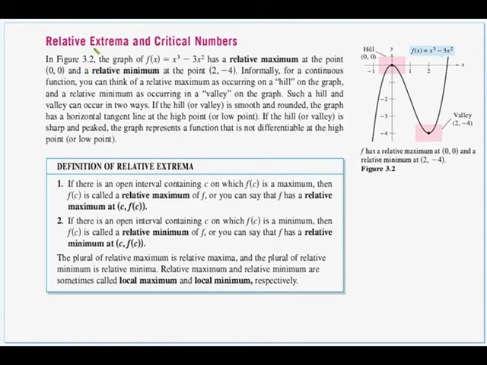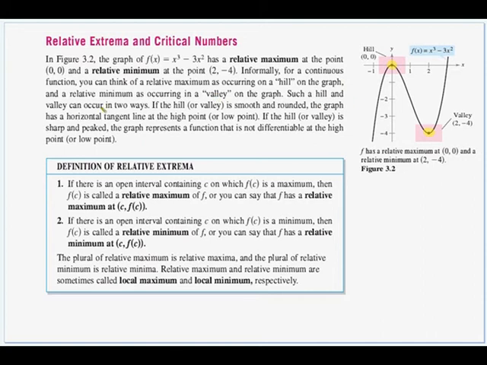Now, relative extrema and critical numbers. In figure 3.2, over here on the right, the graph of f of x equals x to the third minus 3x squared has a relative max at the point 0, 0, and a relative min at 2, -4. Again, here's our relative max, here's our relative min. Informally, for a continuous function, you can think of a relative max occurring on a hill of the graph. A relative min occurs in the valley of a graph.